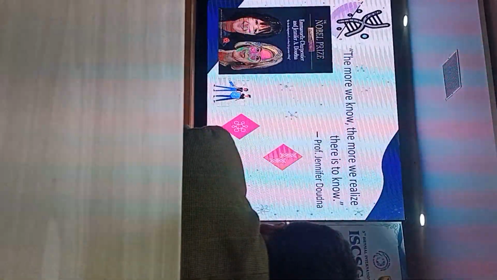And lastly, I'm very glad to say that Professor Jennifer Doudna and Emmanuelle Charpentier are the founders who received the Nobel Prize in Chemistry 2020.